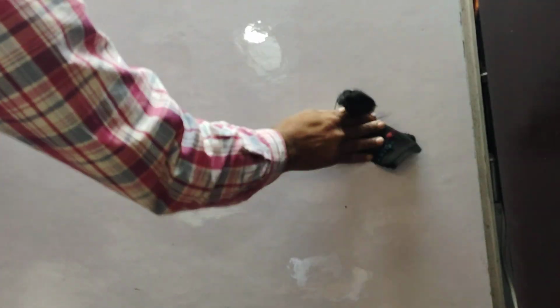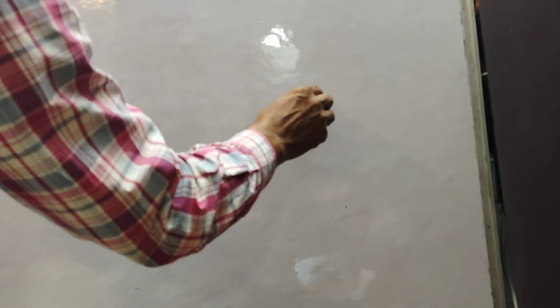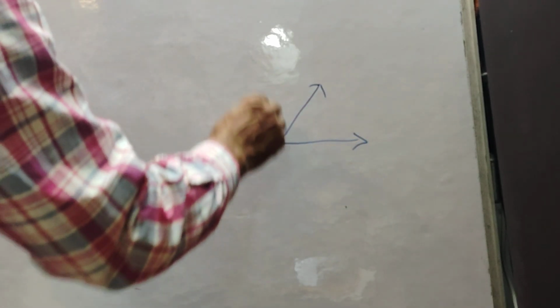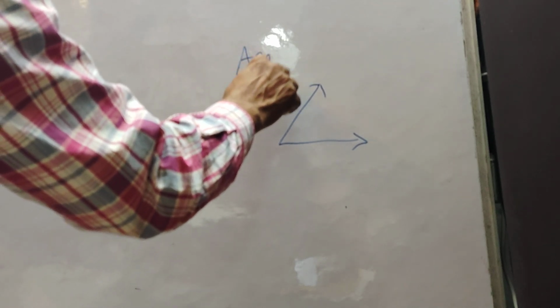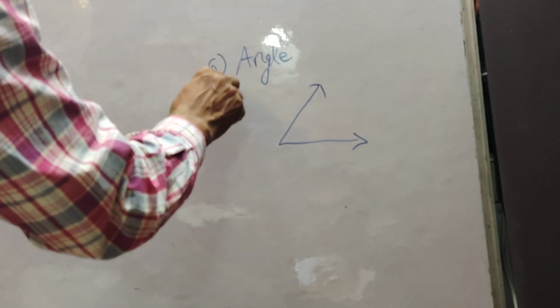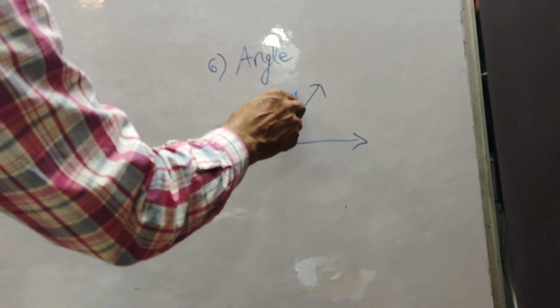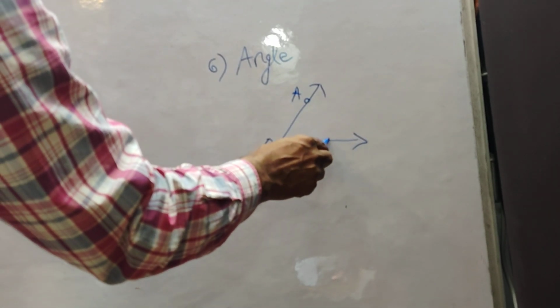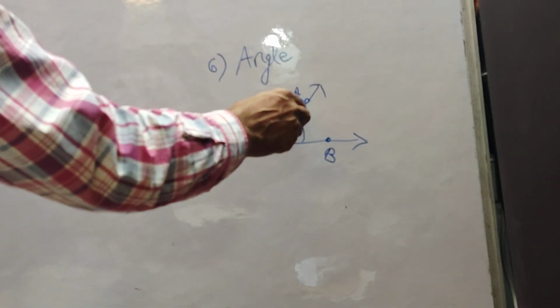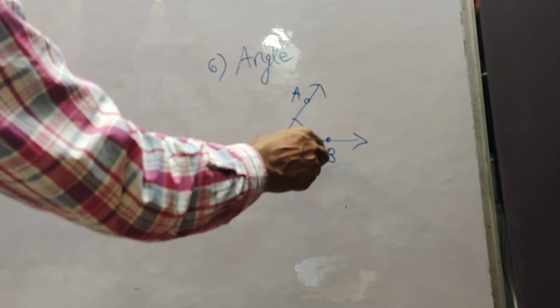Next, after the ray, by joining two rays we make an angle. This is called an angle. In an angle we use two rays. So this is ray OA and this is ray OB. So this is called an angle. The angle's name is angle AOB.